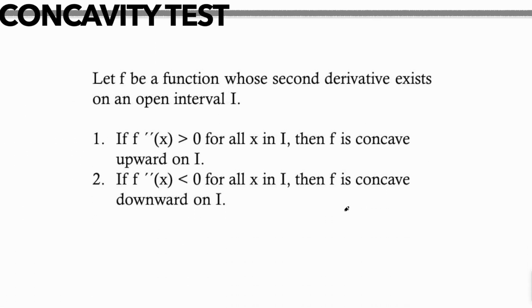So the test is if the second derivative is positive, it is going to be concave up. If the second derivative is negative, it is going to be concave down. This is called the second derivative test because you have to use the second derivative to find out the answer.